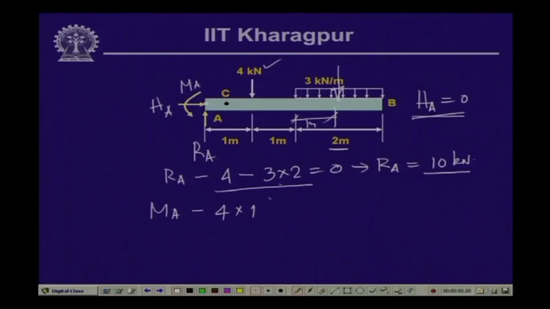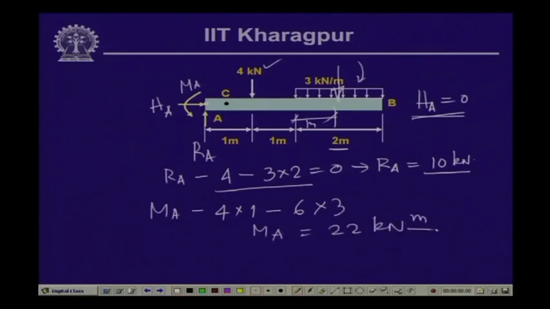So, minus 4 times 1, and this is also in the clockwise direction. So, minus 6 into 1 and 1, this is 3. So, M A gives us 22 kilonewton meter.